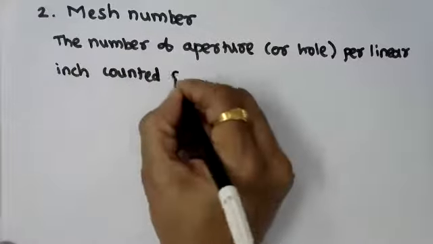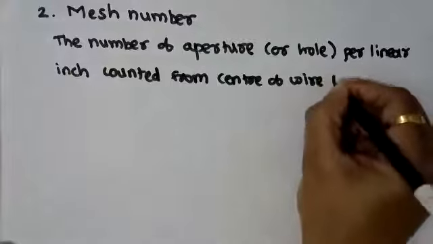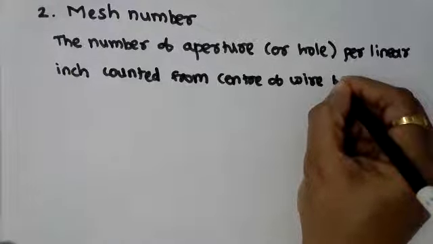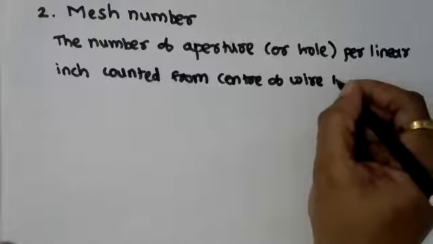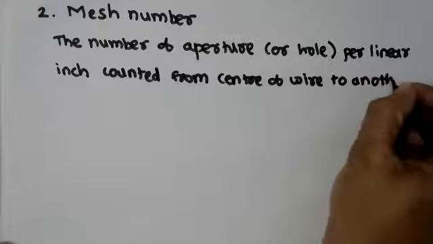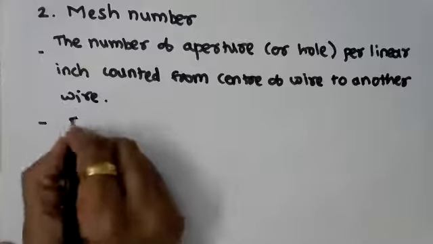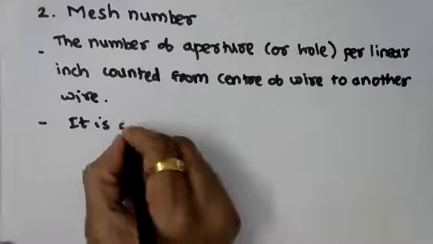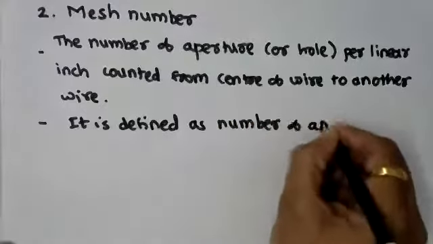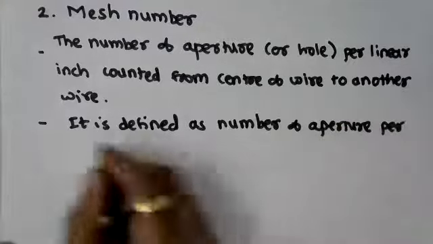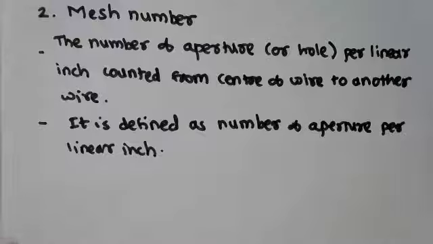counted from the center of wire to another wire, or simply it is defined as the number of apertures per linear inch.